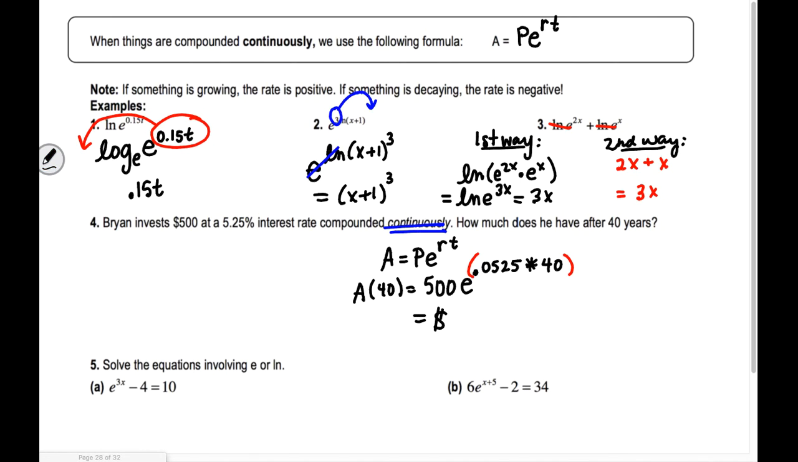Now this one is pretty different than $500, but why is this so much more? How many years did he have it invested? 40 years. Yeah. So he's not making really that much in 40 years.